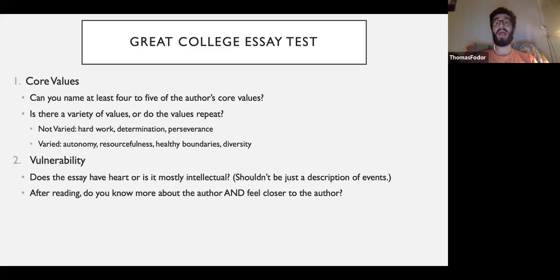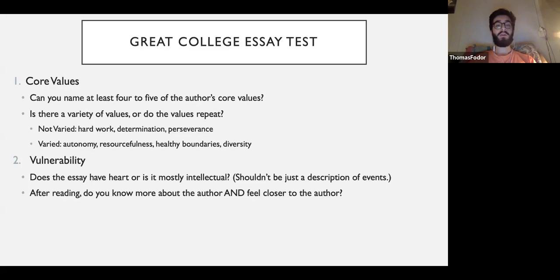So make sure that you have a variety of values: autonomy, resourcefulness, healthy boundaries, diversity. I mean, you can see how autonomy and resourcefulness, those are similar, but they're far less similar than hard work, determination, and perseverance. But they're also accompanied by other kinds of values: healthy boundaries, diversity. Those are all different values, thus giving it more diversity in its set of values that the author is conveying about himself or herself. In your essay, are you vulnerable?